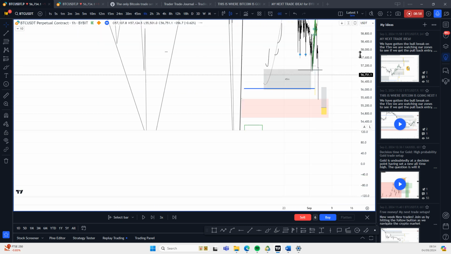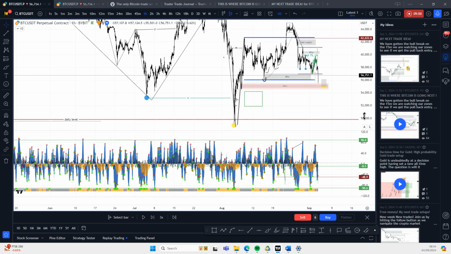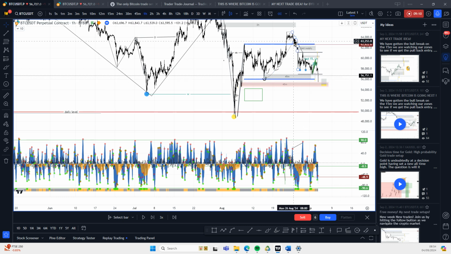The other POI we were watching out for was the fact that we have now come back to the bottom of this range. So what seems to have happened here, if you remember, I think it was mid last week, we talked about the target of this PO3. This being your accumulation, this being your manipulation, this being your expansion. Remember, the target of that is all the way down here.